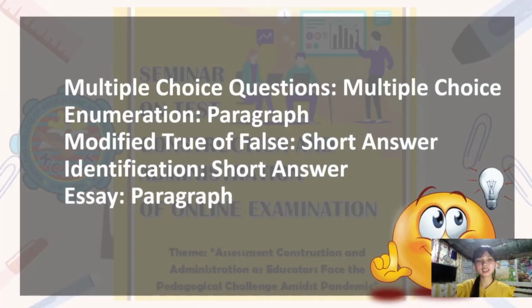And again, I will repeat to you our types of examination, and we're going to use in Google Form. Now for the multiple choice question, MCQ will be still multiple choice. The enumeration will be in paragraph, modified true or false for the short answer, identification short answer, and the essay for the paragraph. But still, you can change this one for betterment, depending on your style.